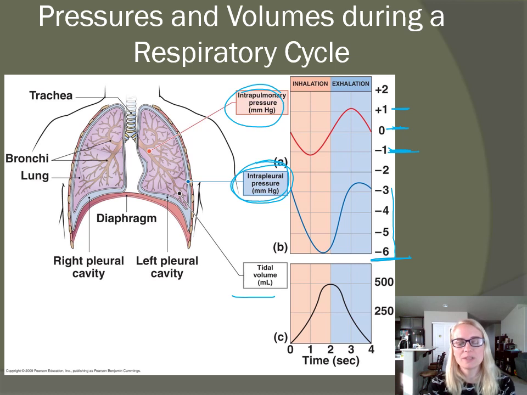Okay. And then lastly, that's shown here on this graph is called the tidal volume. Tidal volume is the amount of air in milliliters that you inhale and exhale on just a basic quiet breath.